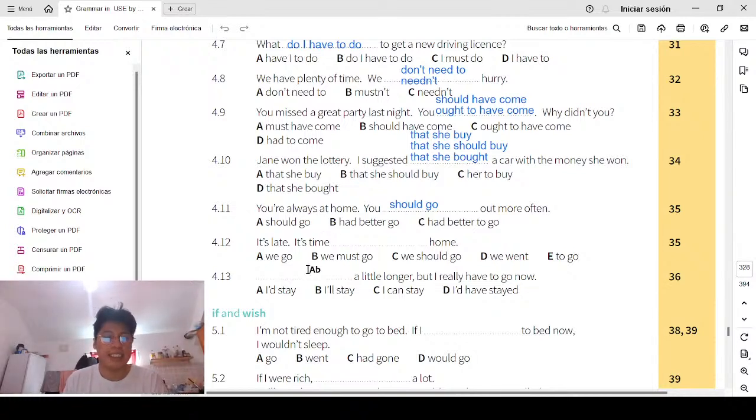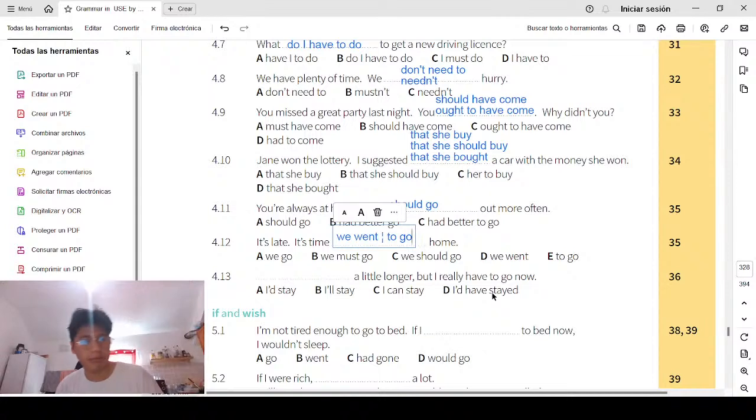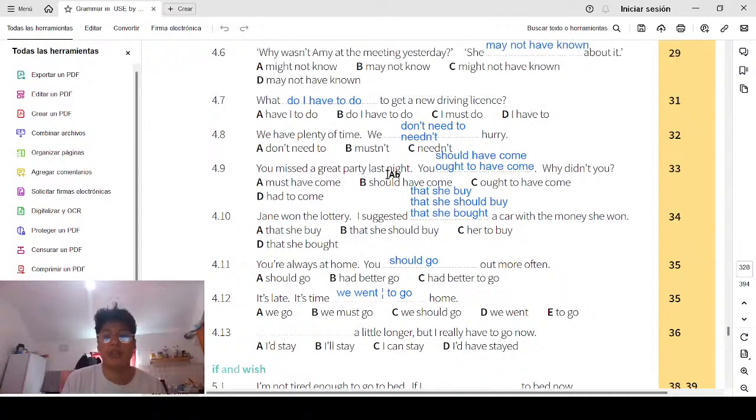Next ones. It's late. It's time we go home, or it's time we must go home, or it's time we should go home, or it's time we went home, or it's time to go home. Okay, in this sentence we have two answers: "we went," and I'm gonna explain why, and "to go." "To go" is easy. It's late, it's time to go home. But "it's time we went home" is an expression that, let me find another expression like this.